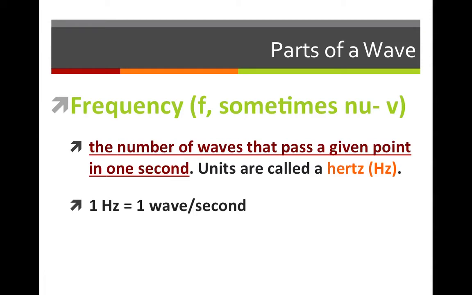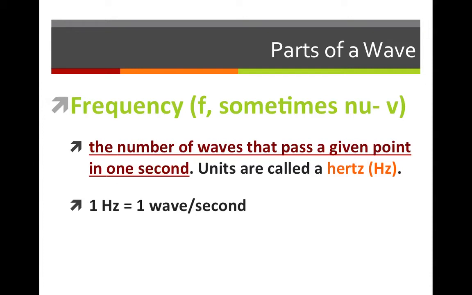So the frequency of a wave is the number of waves that pass by in a time period, in this case 1 second. So the units are called hertz, Hz. So 1 hertz equals 1 wave per second. So that means if a wave has a frequency of 1 hertz, in 1 second you will see 1 complete wave pass you. Okay?